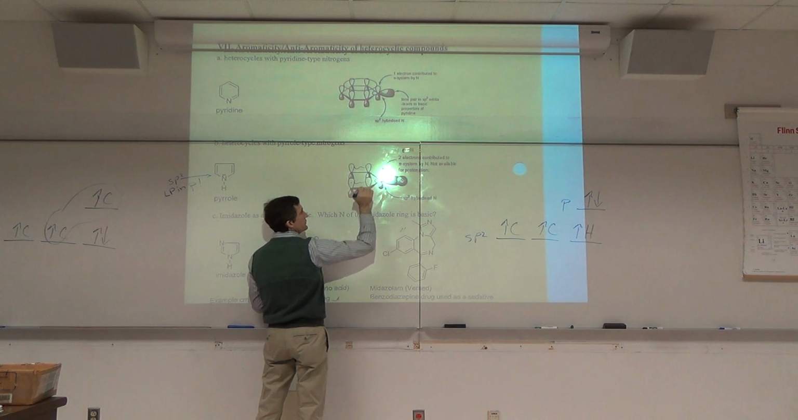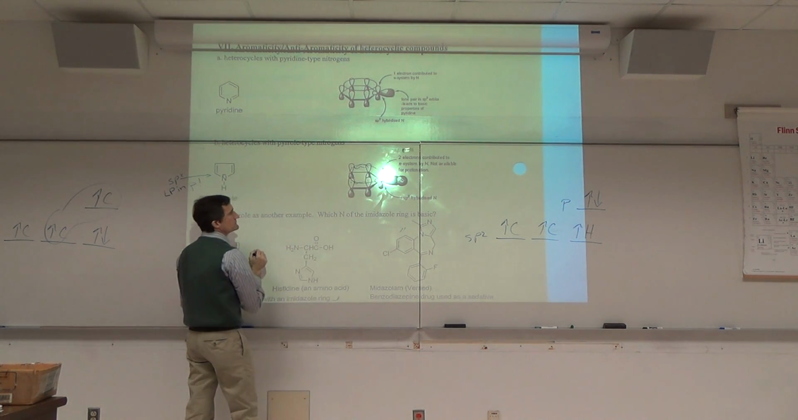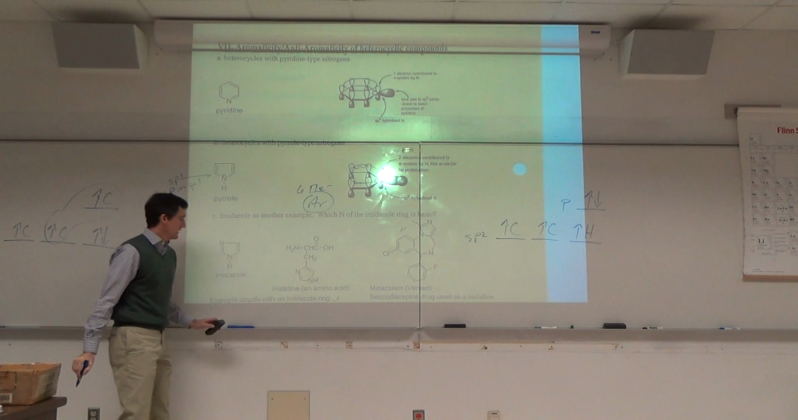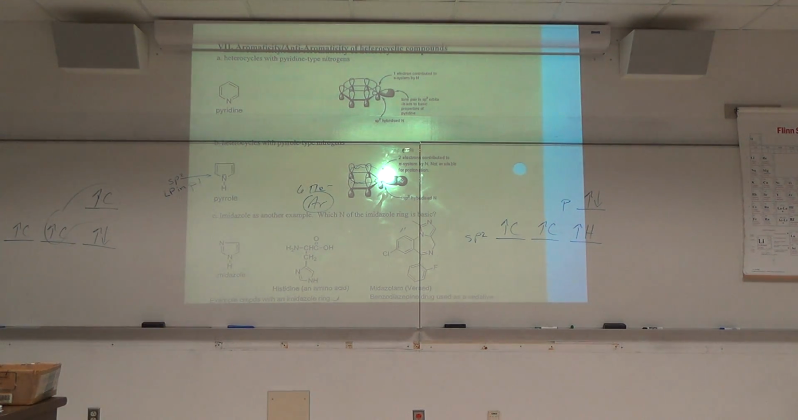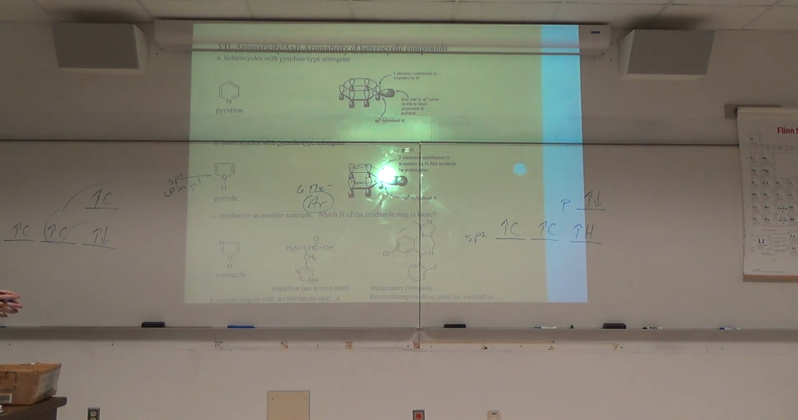The p orbital has 2. Now we have a cyclic conjugated system. How many pi electrons? 6 pi electrons. And thus we have aromatic. Pyrrole is aromatic. But here, the lone pair of the nitrogen contributes to the aromaticity. It's in the pi system.